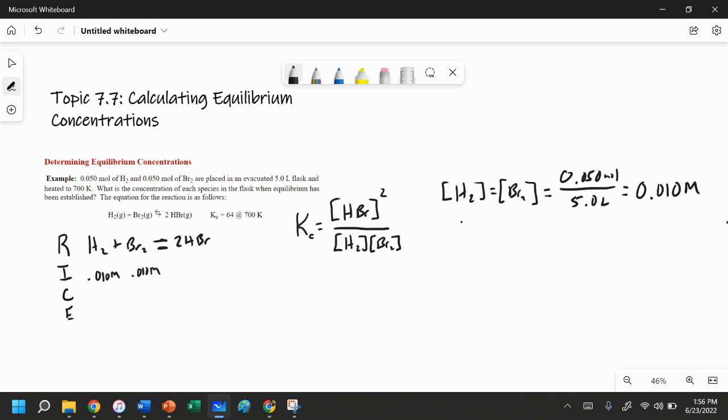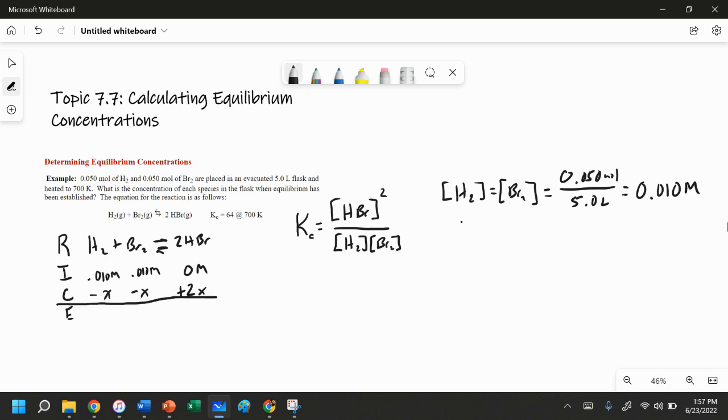What's the initial concentration of HBr? Well, you weren't given any HBr initially, and so its concentration initially is 0. So obviously this reaction is going to proceed to the right towards the products because all we have is reactant. So the reaction is going to proceed to the right. So we're going to lose each of our reactants, and we're going to lose x amount of hydrogen, and we're going to lose x amount of bromine because it's a 1-to-1 ratio. And then we're going to gain our product, and we're going to gain twice as much product as we lose of our reactant. So plus 2x.